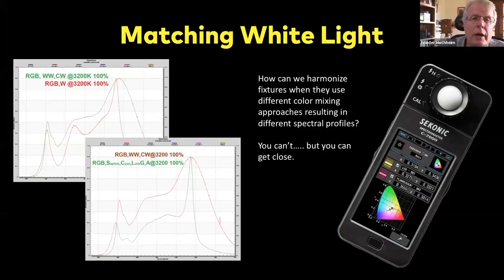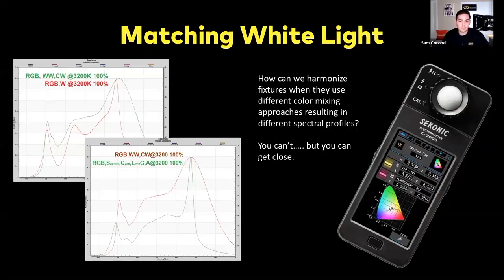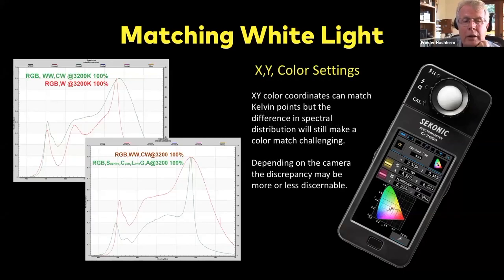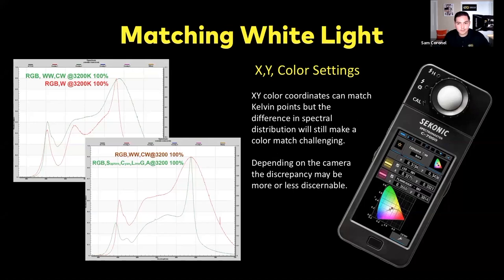So the question is, how do we match these lights? We've got all these different manufacturers. How can we harmonize them? Well, to a certain degree you can, but to a certain degree you just cannot. The reason for that is what I'm trying to illustrate here, because it's not in the spectrum to begin with. Those challenges are going to be there. You can try to use XY coordinates and try to match up a color point.